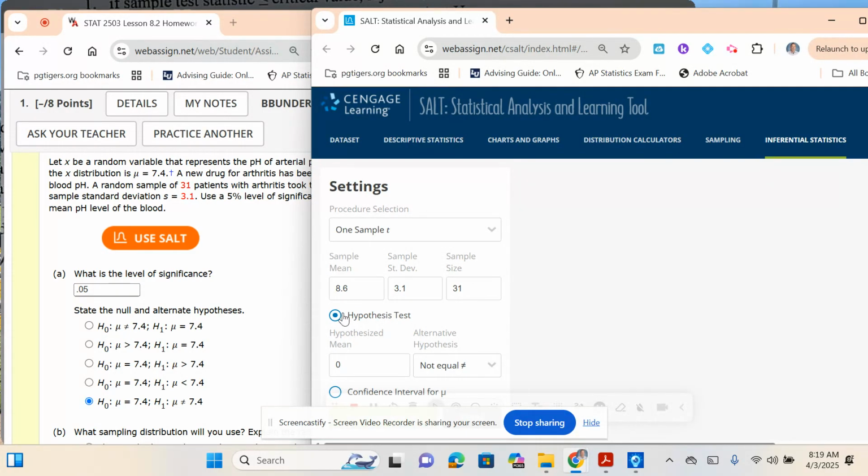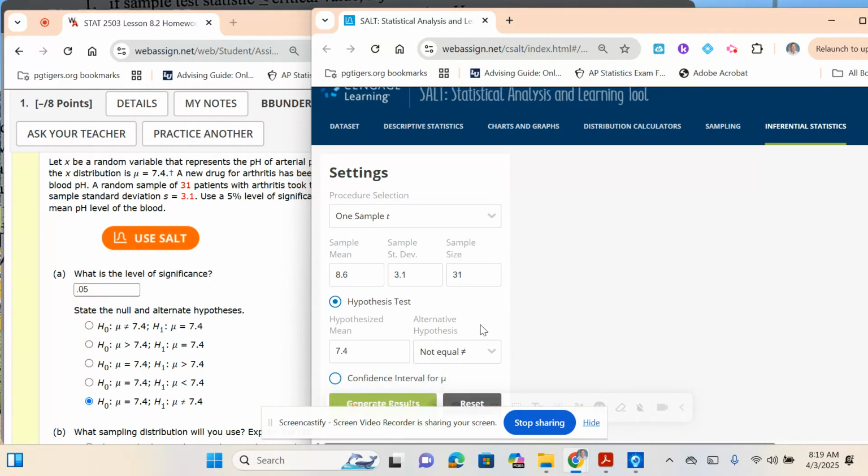This is a hypothesis test. The hypothesized mean, that is your Ho, which in this case is mu equal to 7.4. So 7.4. And what am I testing? I'm testing not equal to. So it's a two-tailed test.